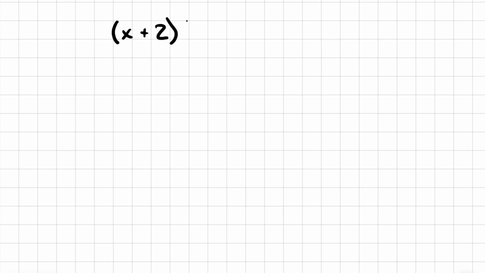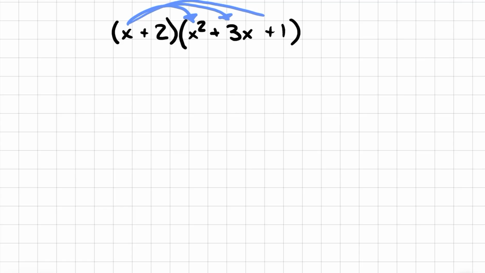We have two polynomials, x plus 2 times x squared plus 3x plus 1. Now, my recommendation to you is always take the smaller one to distribute, okay? So in this case, this one only has two terms, so we are going to distribute that one. So, meaning I distribute this x to the x squared, I distribute the x to the 3x, and I distribute the x to the 1.